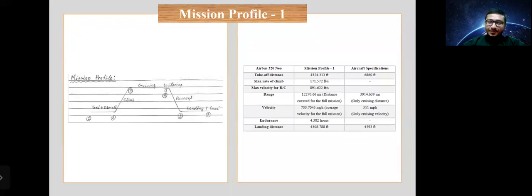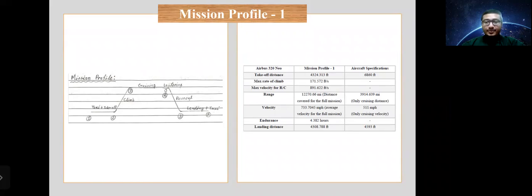After that, this is mission profile one. In this one, we have taxi plus takeoff, then climb, cruising, loitering, descent, landing, and taxi. For this one, the values I have calculated are takeoff distance, max rate of climb, max velocity for rate of climb, range, velocity, actually cruise velocity, endurance, and landing distance.